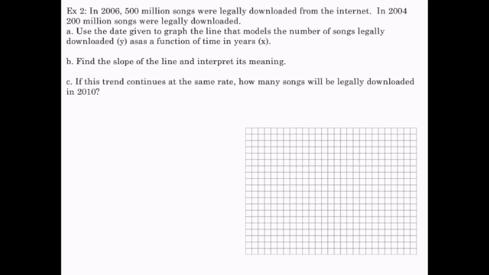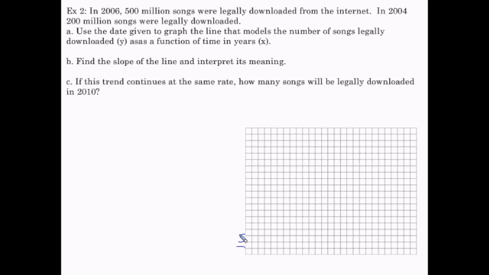So I'm going to put years across the x-axis, which is the bottom, and I'm going to put the millions of downloads across the y-axis, which is the top. And I'm going to start with 2004. Oops, not 2004. I mean, yes, 2004, but not yet. There were 200 million, right? Yeah, 200 million. So I'm just going to say this is 100 million.